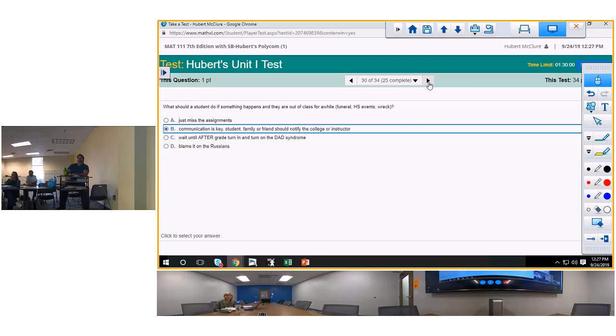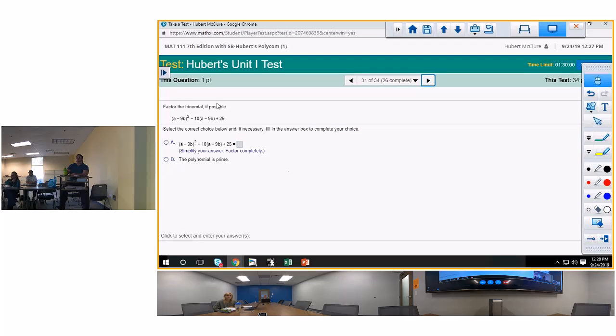Next question. Factor the trinomial. Okay, y'all can factor that. This is a minus b, quantity squared, minus 10ab. Use your reverse FOIL. Replace a minus 9b with x. Factor it using the reverse FOIL or shortcuts. Then replace x with what? A minus 9b.